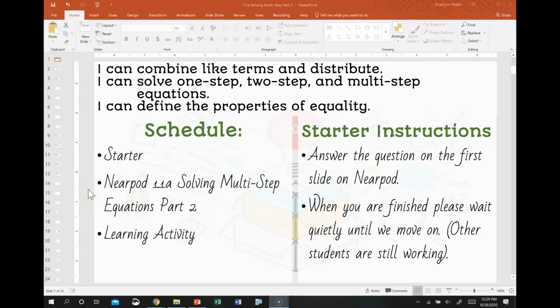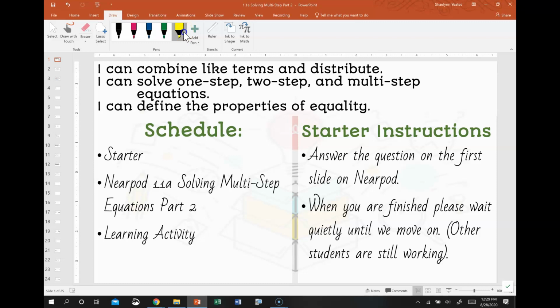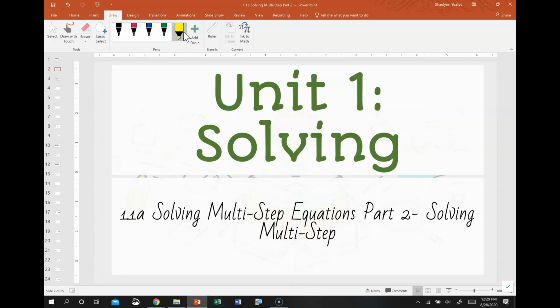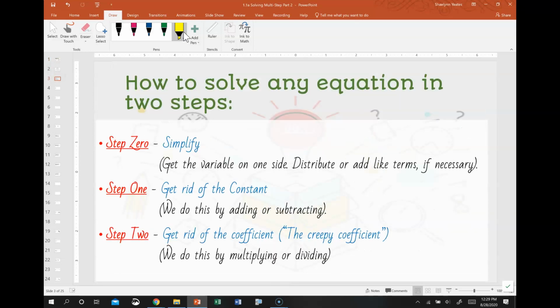Alright, so last time we went over how to solve equations just combining like terms and using inverse operations. The only thing we're really adding today is that we're going to be distributing. And we're going to be talking about some properties of equality, and most of these you already understand, you just haven't called them that yet. Alright, so this is part 2, solving multi-step. Just adding to what we already know.